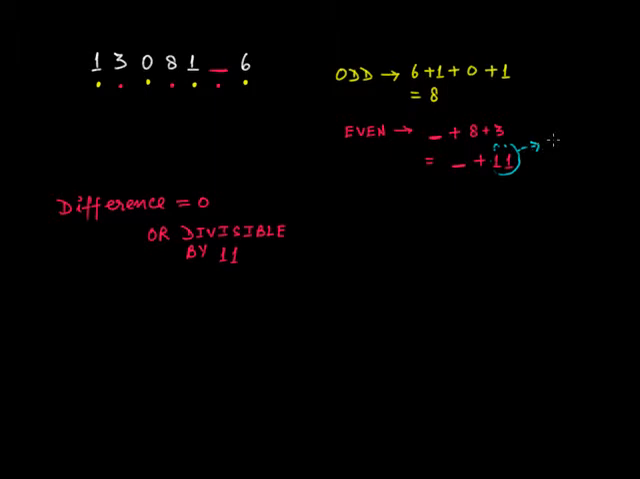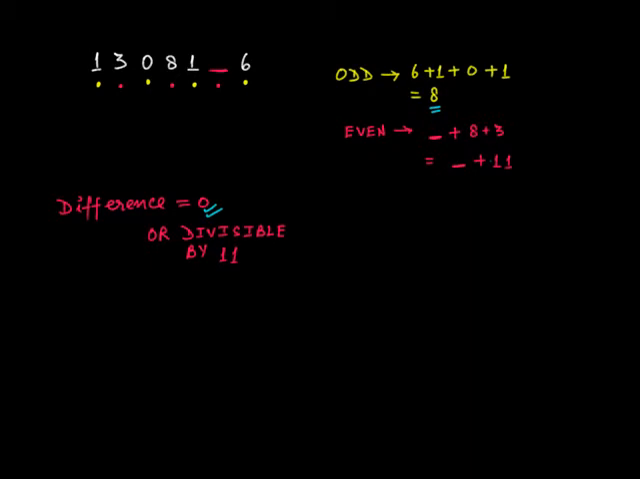So if this would have been 8, then we could have easily added 0 here, because 8 plus 0 would have given us 8, right? And this 8 minus 8 would have been 0. The difference between these two numbers would have been 0, and that satisfies this first condition. But such is not the case here. We have 11 here. So of course our difference is not going to be equal to 0 in any case, even if we put 0 here.